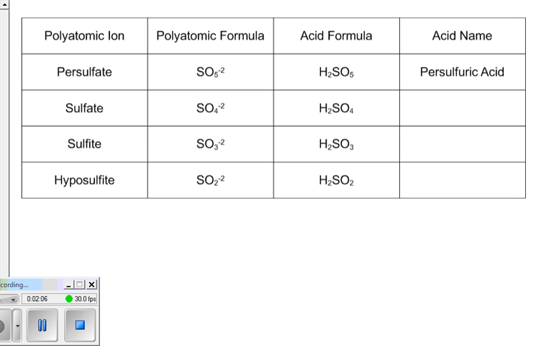Okay, so let's look at an example here for persulfate then. When we're writing persulfate, we come over here, we've changed that ate to an ic, so it becomes persulfuric acid. Again, this ate is going to change to an ic, so this one's going to be sulfuric acid. Like I said before, if it's an ite, it's going to change to an os, so this will be sulfurous acid. And again, this is an ite, so it's going to change to an os, so all we do is change that ending, and this becomes hyposulfurous acid.